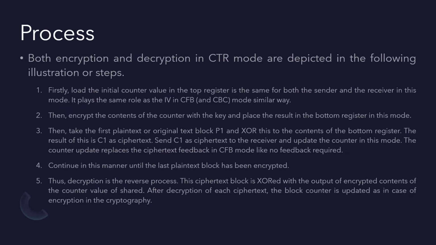Send C1 as ciphertext to the receiver and update the counter. The counter update replaces the ciphertext feedback in CFB mode, so no feedback is required. Continue in this manner until the last plaintext block has been encrypted. Thus, decryption is the reverse process. The ciphertext block is XORed with the output of the encrypted contents of the shared counter value. After decryption of each ciphertext block, the counter is updated as in the case of encryption.